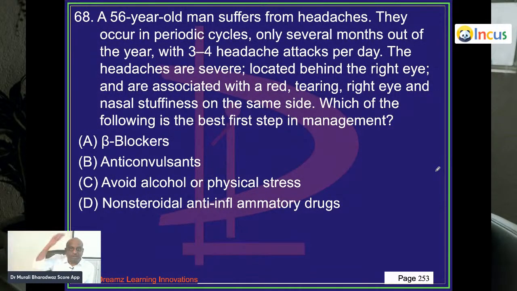A 56-year-old man suffers from headaches. These headaches are occurring periodically. Always male headache is equal to?